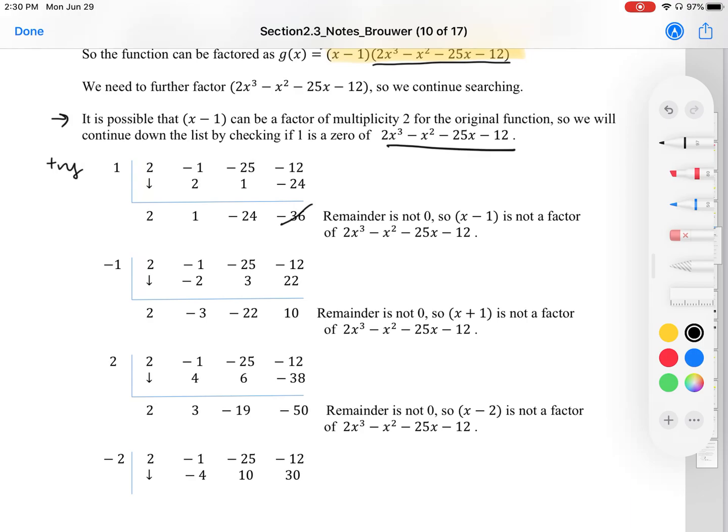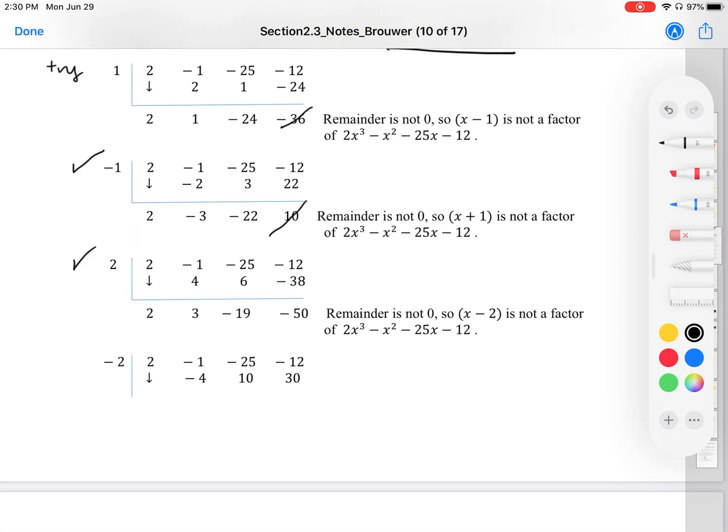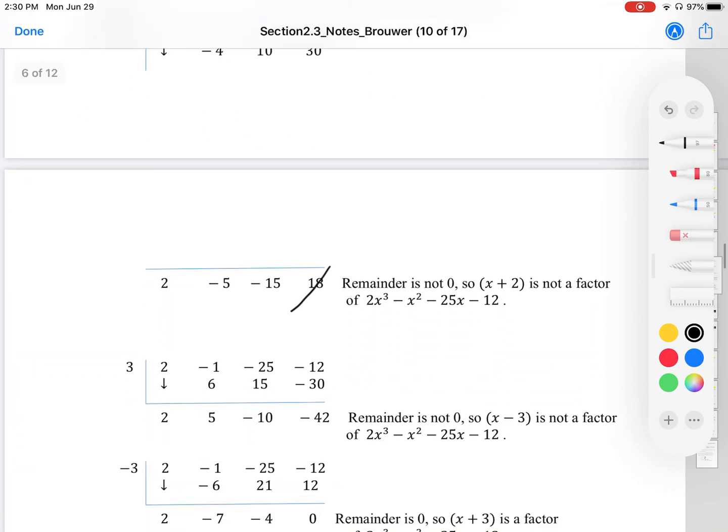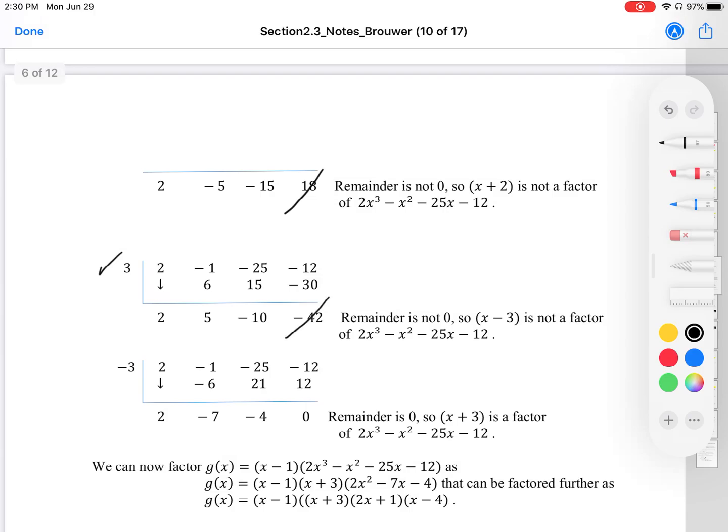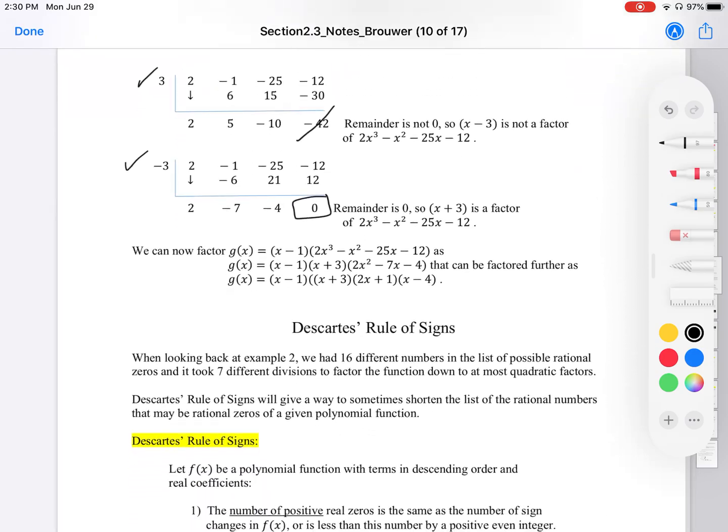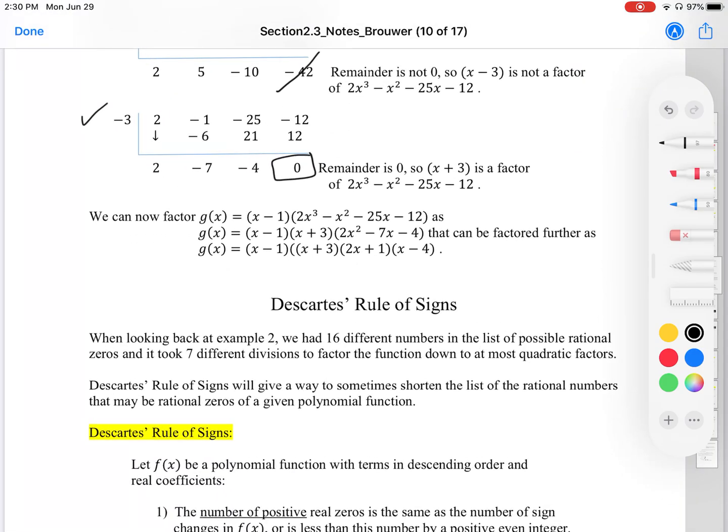So let's go through our list. We try 1, we try -1, no 0. We try 2, no 0. We try -2, and no 0. We try 3, no 0. We try -3, yay, finally a 0. So -3, this would be x minus -3, which we write as x plus 3. So x plus 3 is a factor, and we have an answer, which is 2x squared minus 7x minus 4.